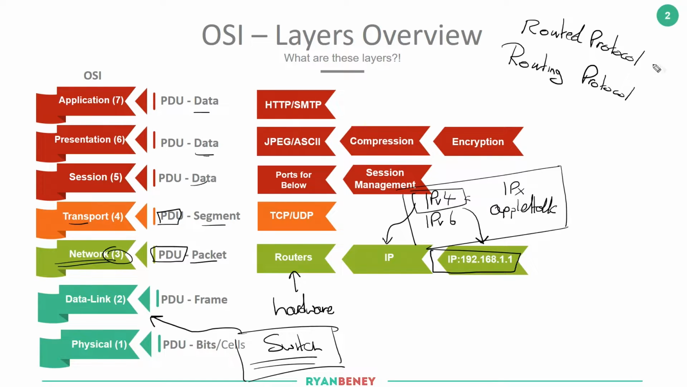So a routed protocol is what we've discussed already. So that's your IPv4, your IPv6, your AppleTalk and so forth. A routing protocol is used to actually route traffic. To give you an example, let's think about what we discussed earlier.